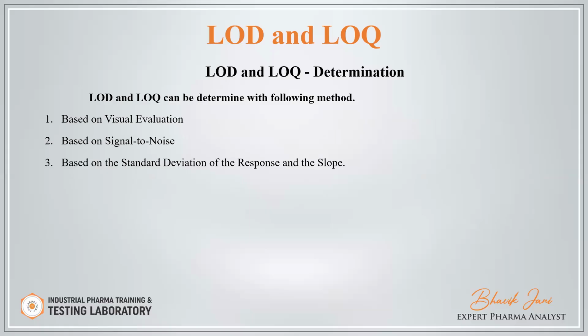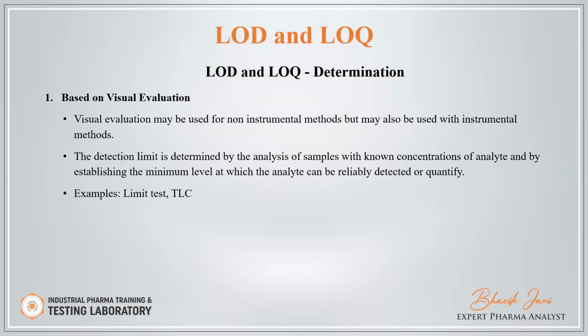There are three types of methods to determine the LOD and LOQ. First, based on visual evaluation. Second, based on the signal to noise ratio. And third, based on the standard deviation of the response and the slope. The first, based on visual evaluation. Visual evaluation may be used for non-instrumental methods, but may also be used with instrumental methods.